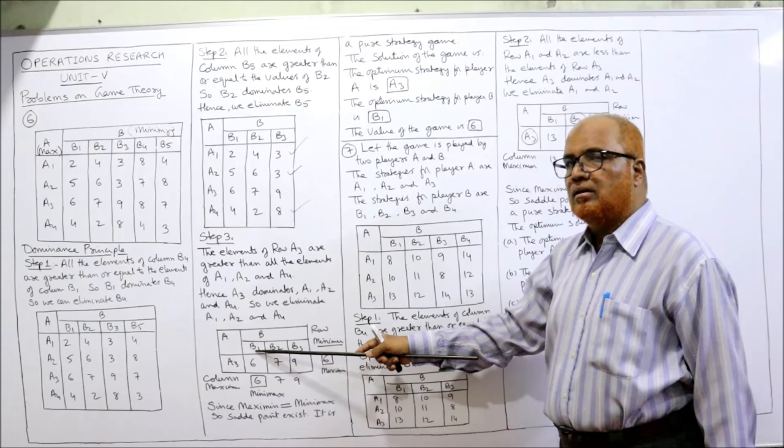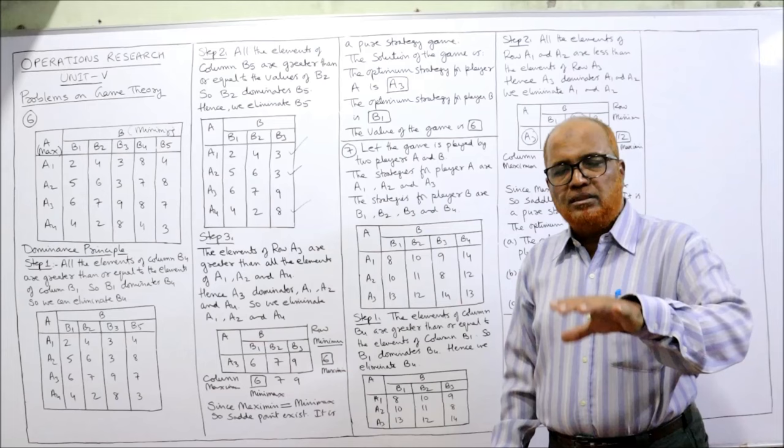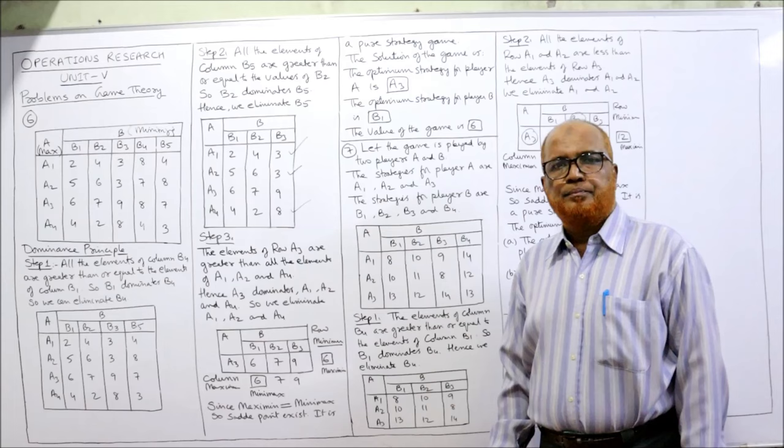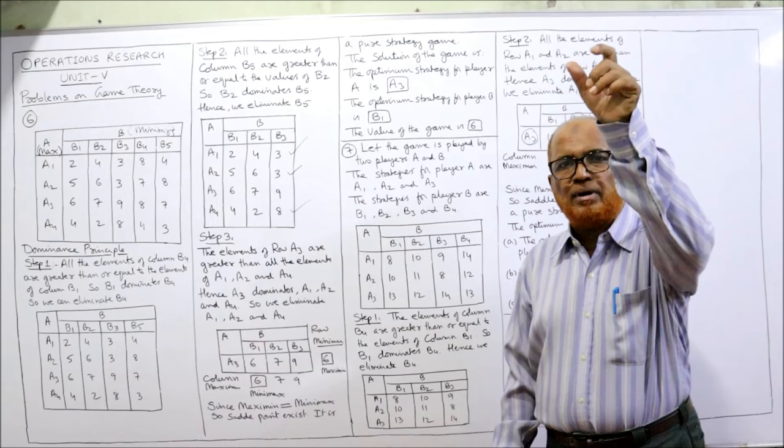So what you have seen in this problem and earlier problems is that we have applied the dominance property. The maximizing player is in rows, and the minimizing player is in columns.